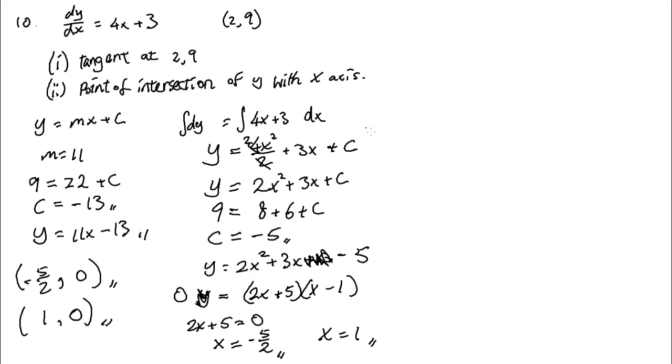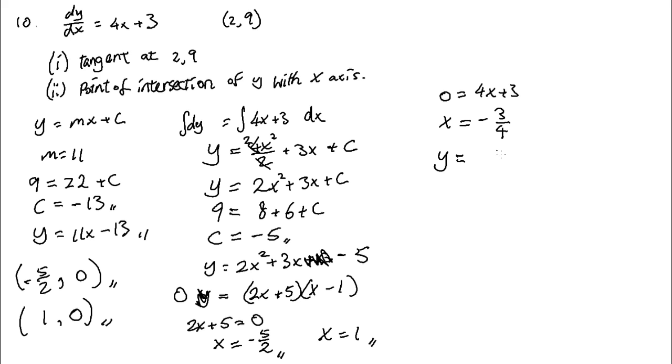Now I need to also find the minimum point of this whole equation. And we know that the minimum point of a quadratic equation is where the gradient is 0, which is the only stationary point. So dy/dx is equal to 0, which is equal to 4x plus 3. And so x is minus 3/4. We just need to put this back into the equation to get y.